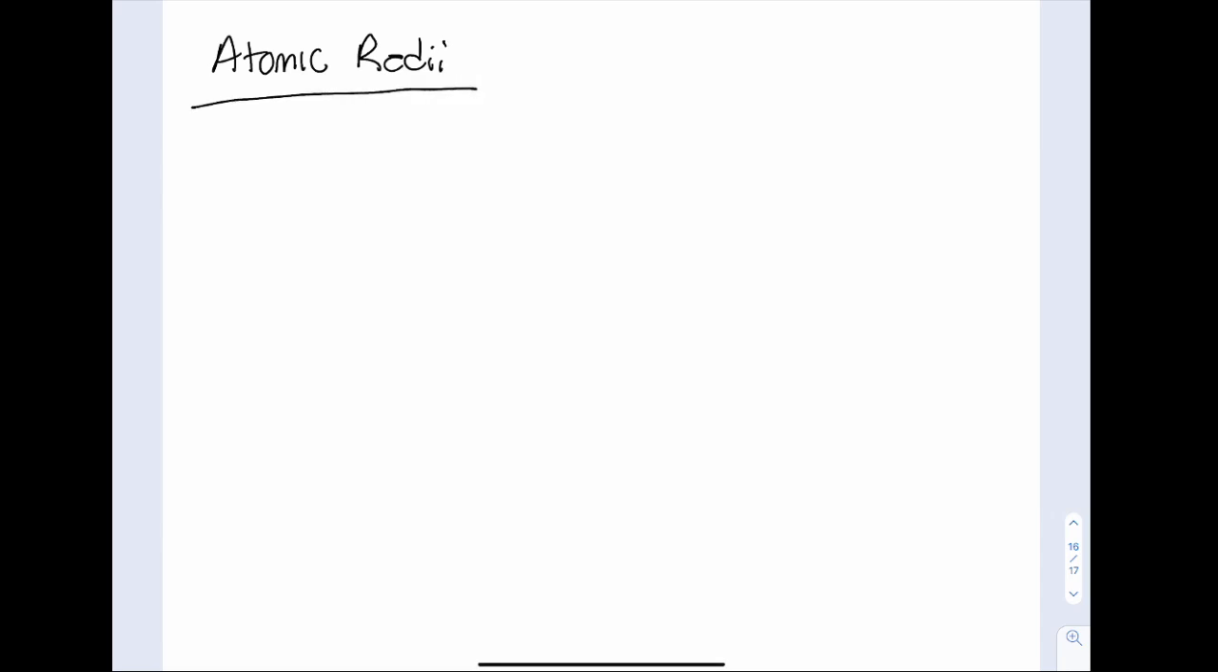So a couple trends on the periodic table, and I do want us to know the reason for these trends. I am probably more likely to ask you why potassium is larger than sodium than I am to ask you which one is larger. So please be able to explain the trends.